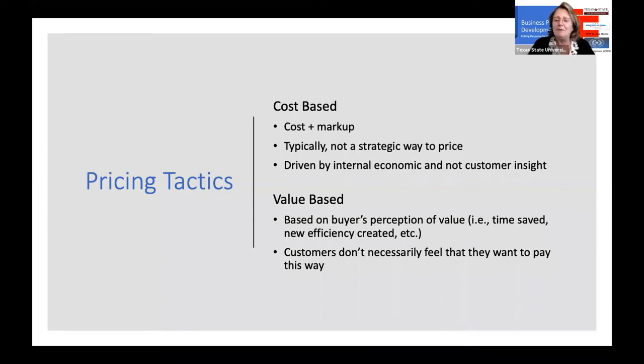So there are two basic pricing tactics that we can look at. There's cost-based and there's value-based. So you know which one I'm going to be pushing for, right? Value-based. But let's talk about cost-based because that is a common form of pricing within businesses.